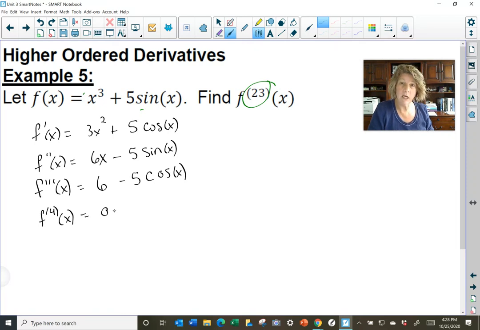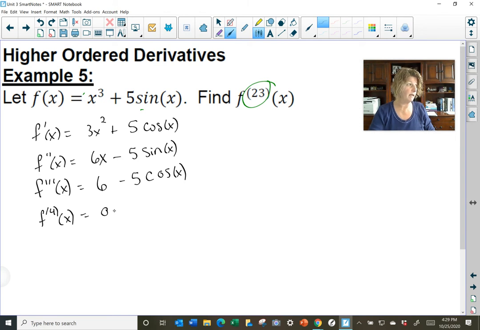And I'll have derivative of cosine is negative, so I'm going to end up with a positive 5 sine x. Oh, I'm sorry, 5 sine x. I don't know what happened. Anyway, I need to continue thinking that through all the way till I get to the 23rd derivative. But what I could do is just start counting them off. So this would be the 4th derivative.